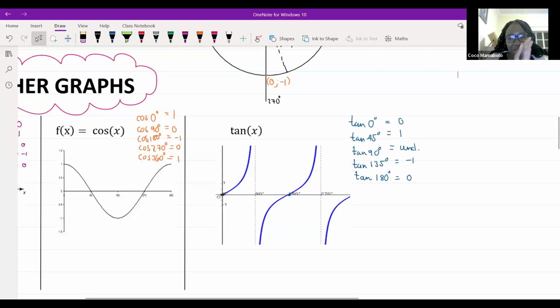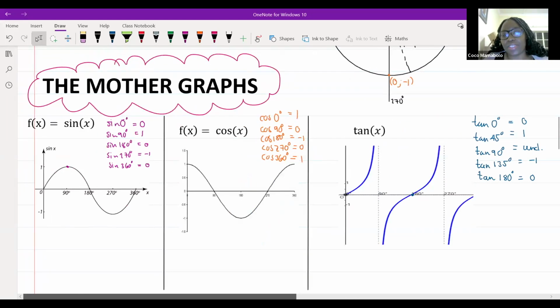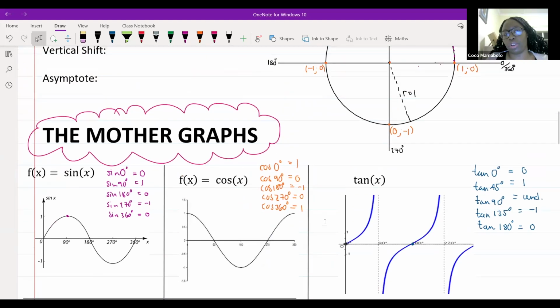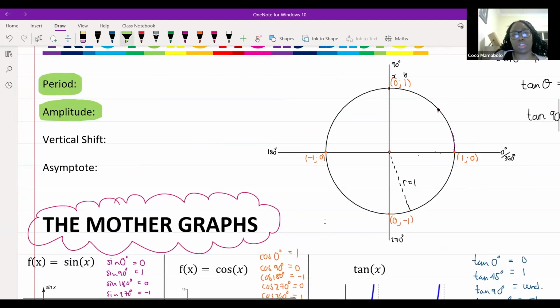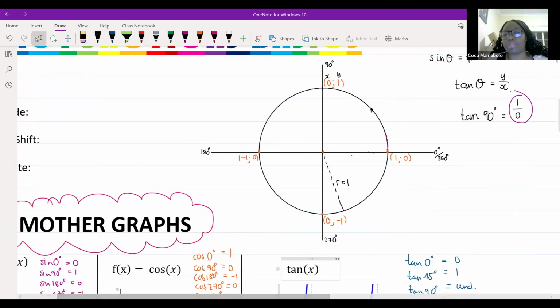Mother graphs. Okay, so these three graphs are your sine, your cos, and your tan graphs. These are your mother graphs. Now, we're going to learn a couple of things before we continue. First thing that we're going to learn about is the period of a graph. In order for me to explain the period of a graph, I need to explain to you something very simple. You don't have to write anything at the moment. I just need everybody to pay attention.